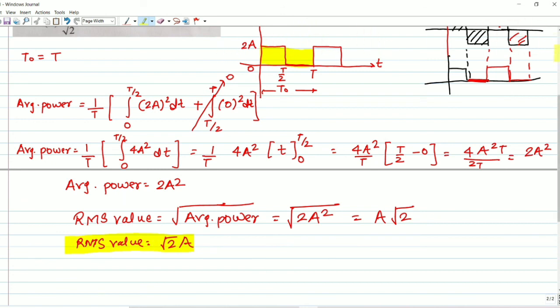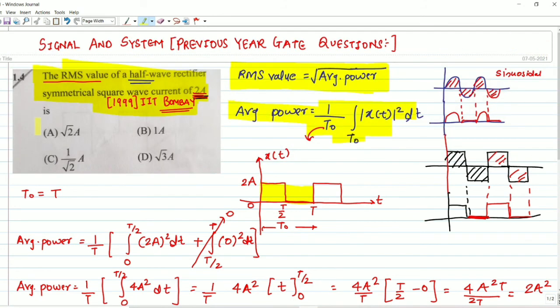We have been given 4 options. We are getting option A. Option A is the correct answer, which is equal to root 2 a. So our answer will be option A. This is a very easy question which was asked by IIT Bombay.